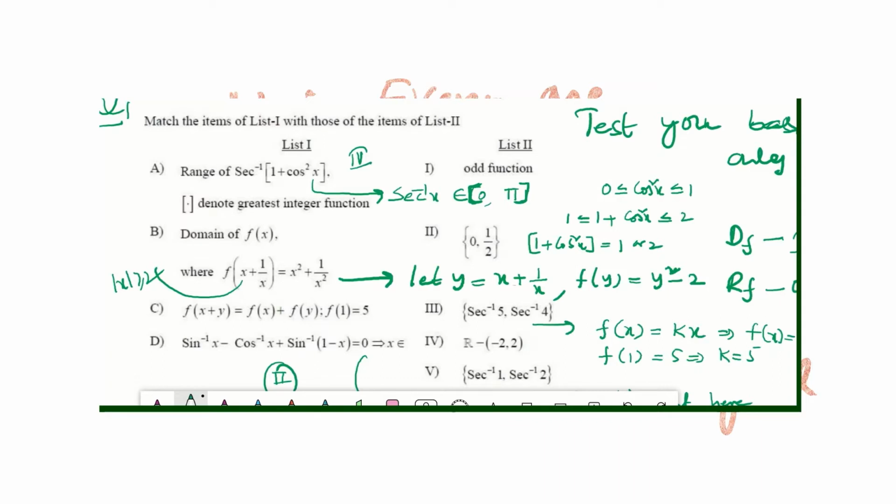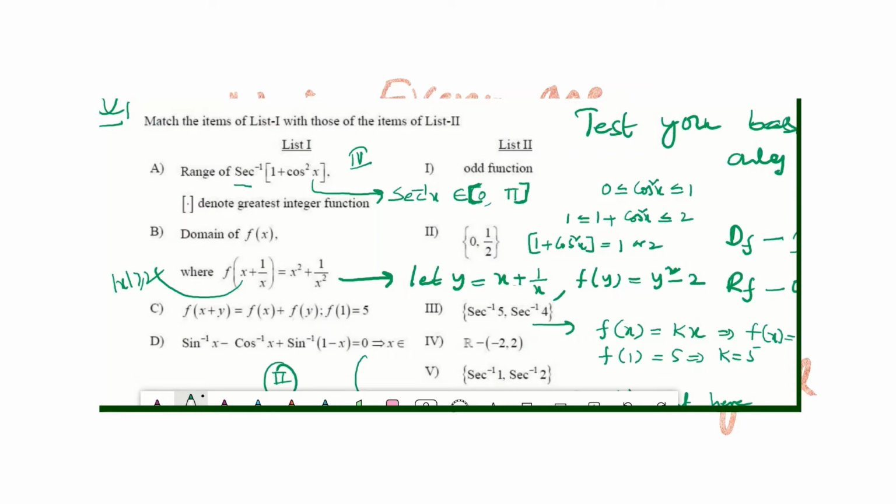Here the first one is given: the range of secant inverse of the bracket of 1 plus cos squared. If we see the question, three functions are there: secant inverse, the bracket, and inside it 1 plus cos squared. It may not be the toughest one, but a moderate one. If you know the fundamental concepts, you can attempt this question very easily.